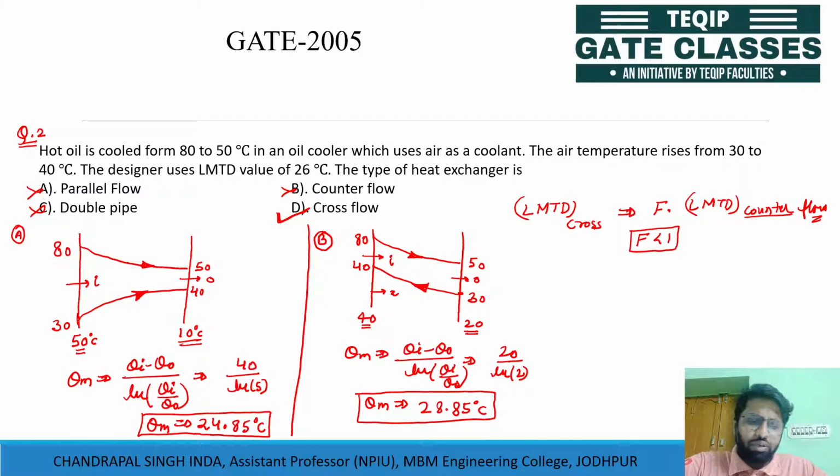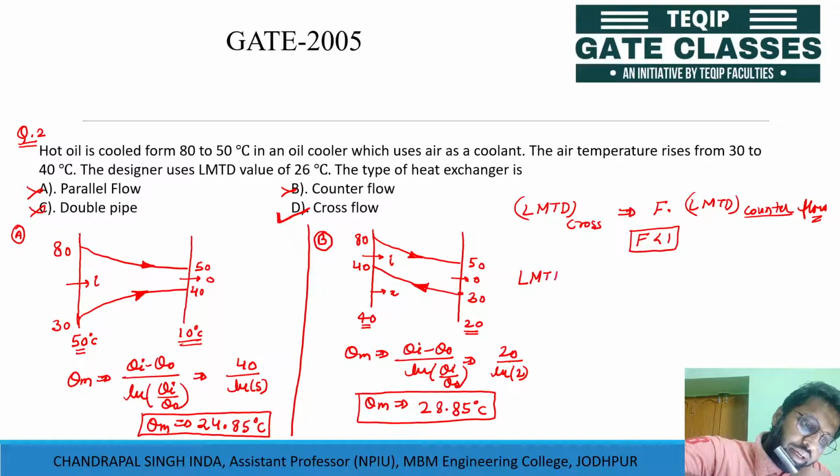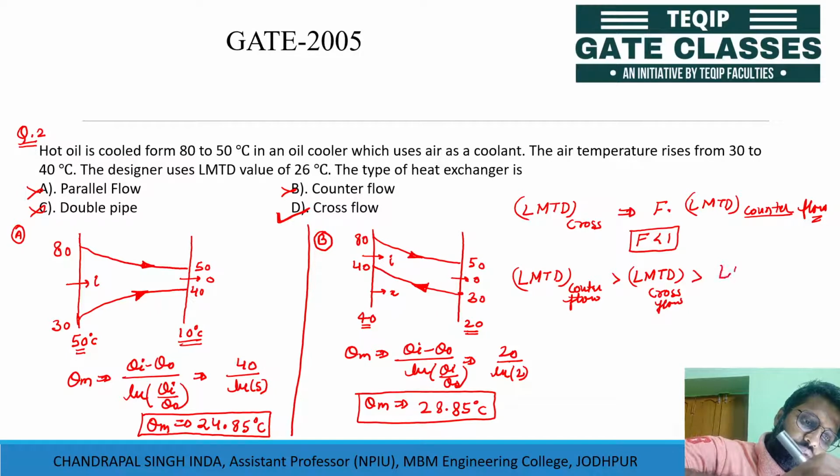So here we can conclude that the LMTD for counterflow is greater than the LMTD of cross flow, which is greater than the LMTD of parallel flow.